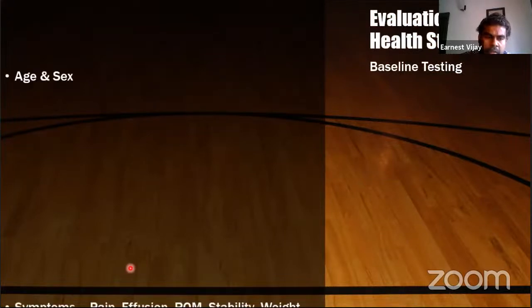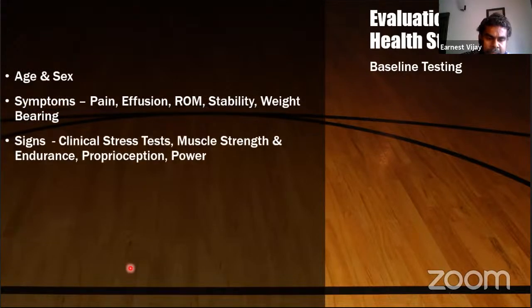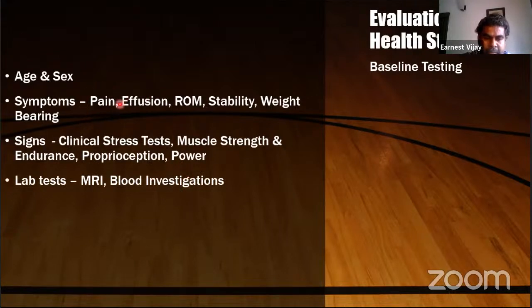So when we talk about the evaluation of the health status, we call it baseline testing, which they have to satisfy before we take them to the next stage. So the first stage is that you have to be completely pain-free. The effusion should be bare minimum or not there at all. You should have full range of motion, and you should not have any instability in your joint or in your function. And weight bearing should be comfortable.